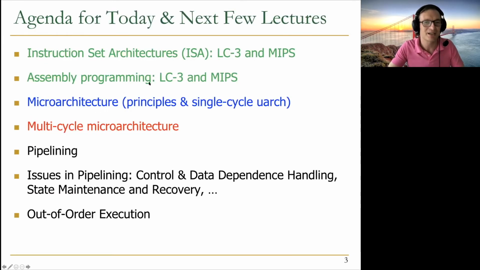And this is a view of our agenda. Basically, we covered ISA assembly programming last week, and we're doing microarchitecture right now. And then we're going to do more microarchitecture, essentially in the next few lectures, multi-cycle microarchitecture, and then improve its performance with pipelining. We're going to discuss a lot of really interesting issues in pipelining, how to handle control and data dependencies, how to maintain state, how to recover state when you have exceptions or branch mispredictions, for example. So a lot of state-of-the-art techniques will be covered. And then we will move to out-of-order execution, basically where we will violate the sequential execution principle, but not expose it to the programmer. So hopefully it's going to be fun.